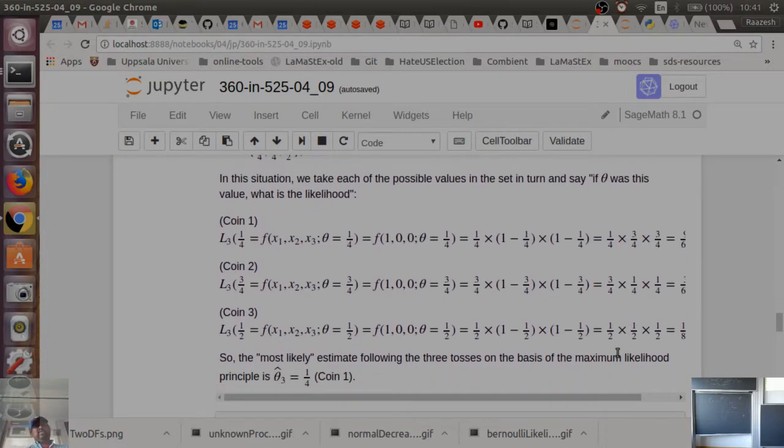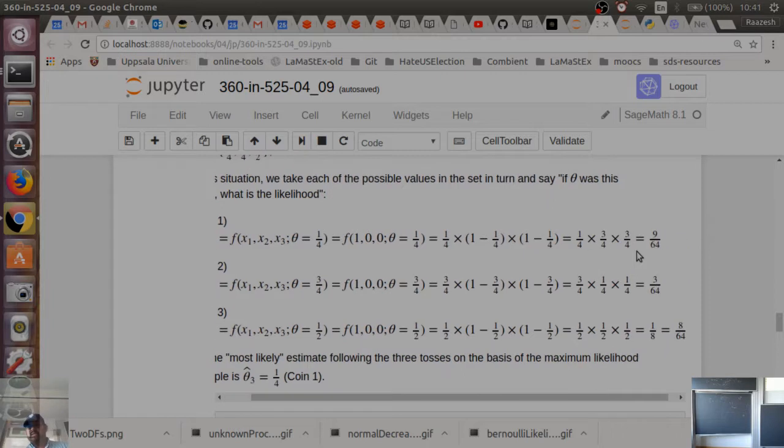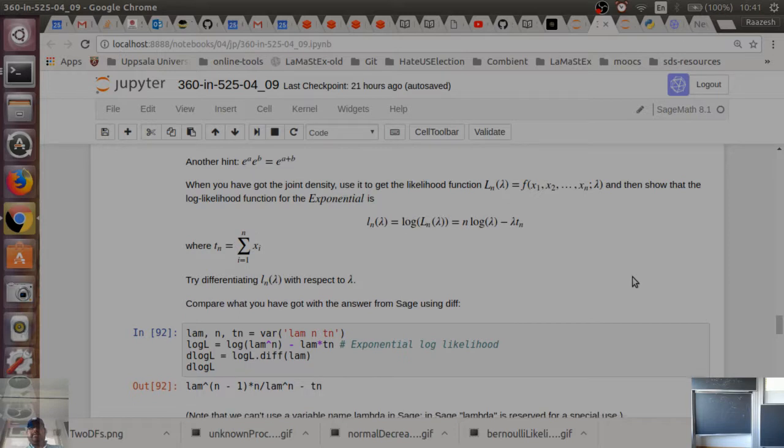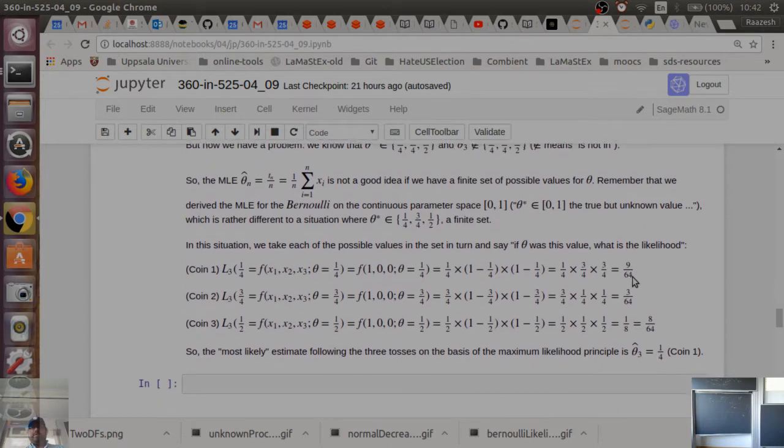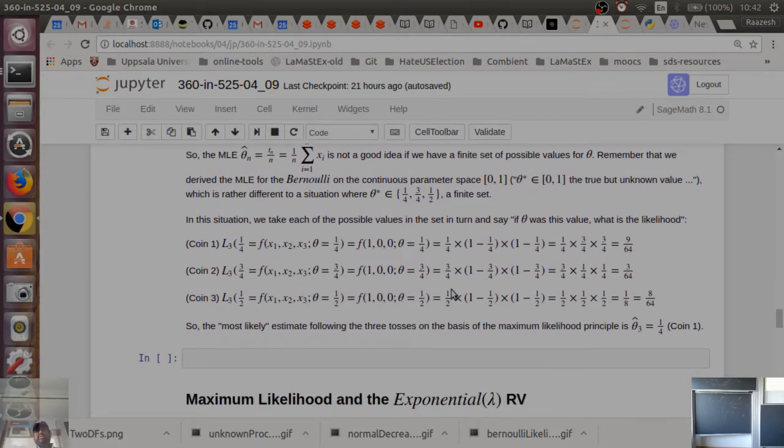So now the likelihood of coin number 1 with sample size 3 is going to be 9/64. And for coin 2, we just march through and put the second coin's probability of coming up heads, which is 3/4, and that's 3/64. And for the third one, it's 8/64. So we are basically adapting this idea of likelihood to just 3 values. That's all we need to look at.